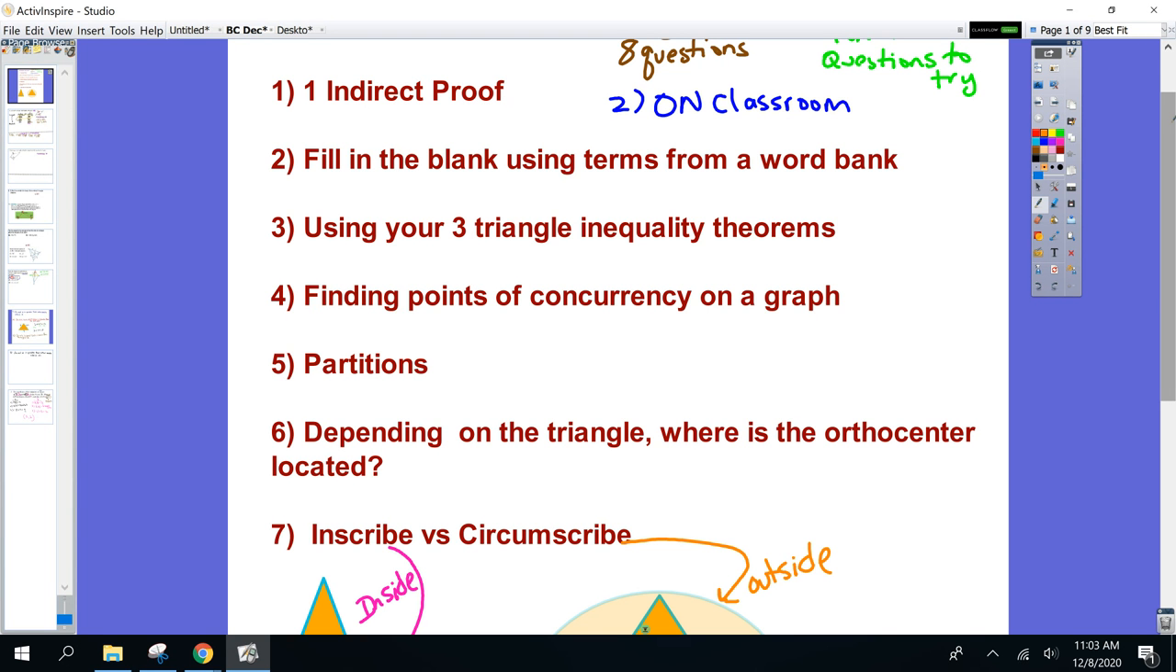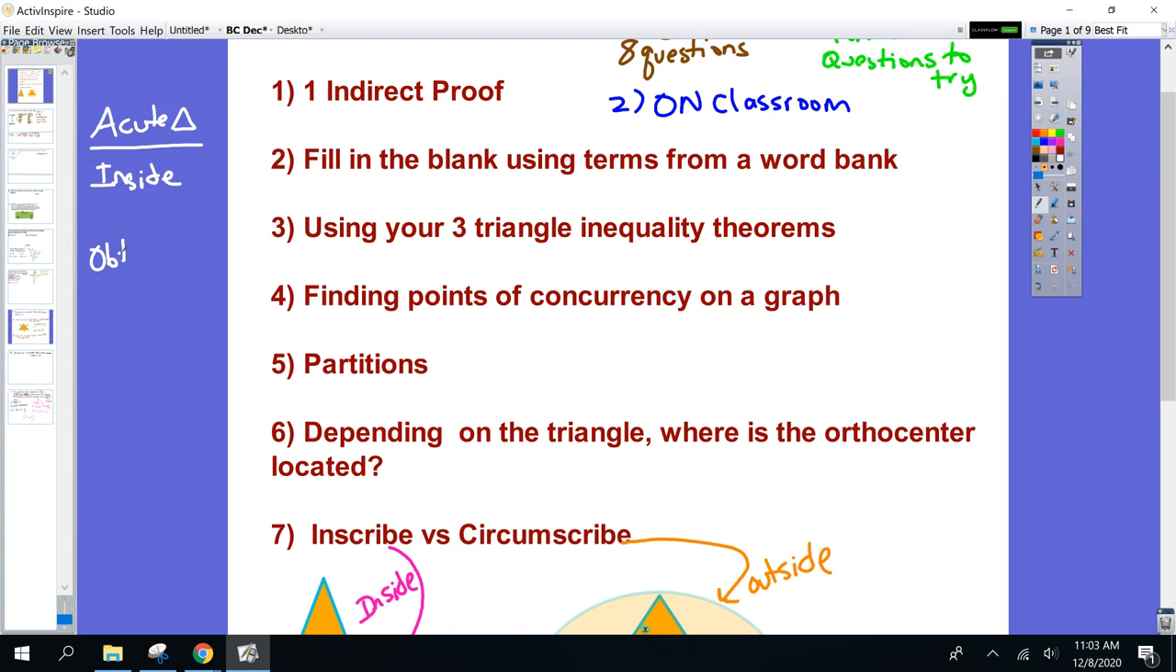With the orthocenter, if it's an obtuse triangle, is the orthocenter on the outside? Yep, here you go. Ready? Acute triangle. If I have an acute triangle, with all 3 altitudes, the orthocenter will be located somewhere inside. I do not expect you to find exactly where inside, but know that it's inside.